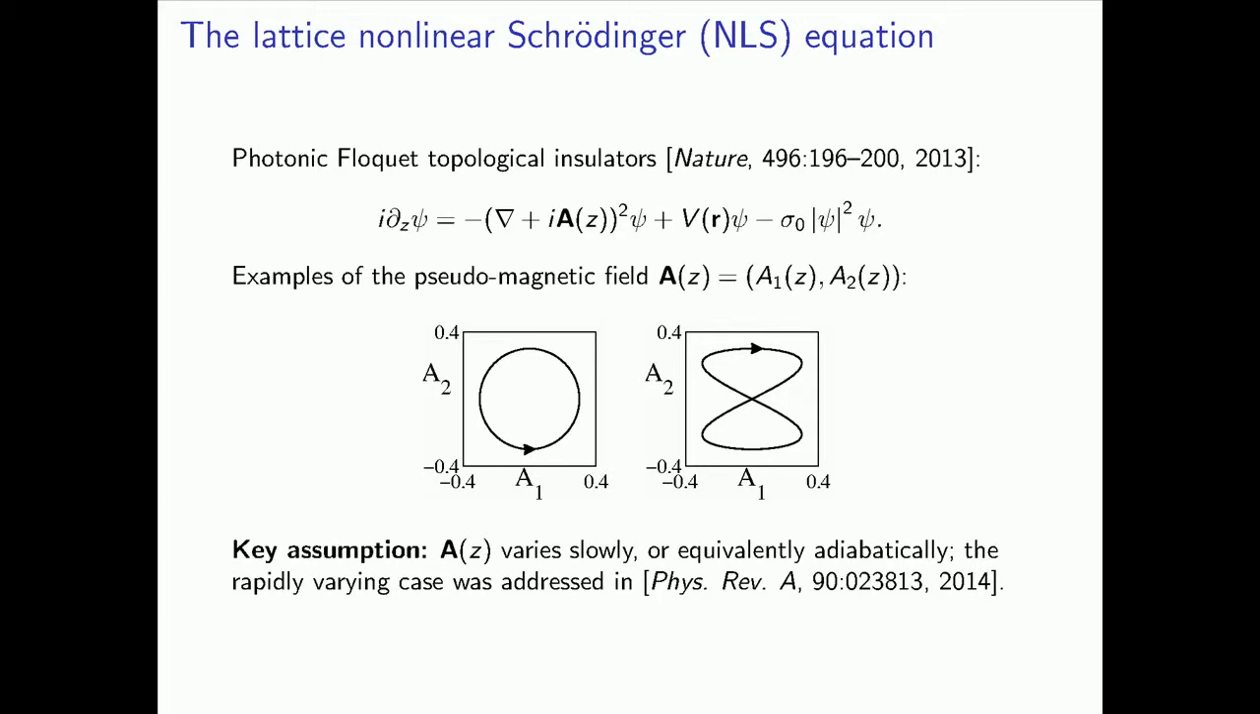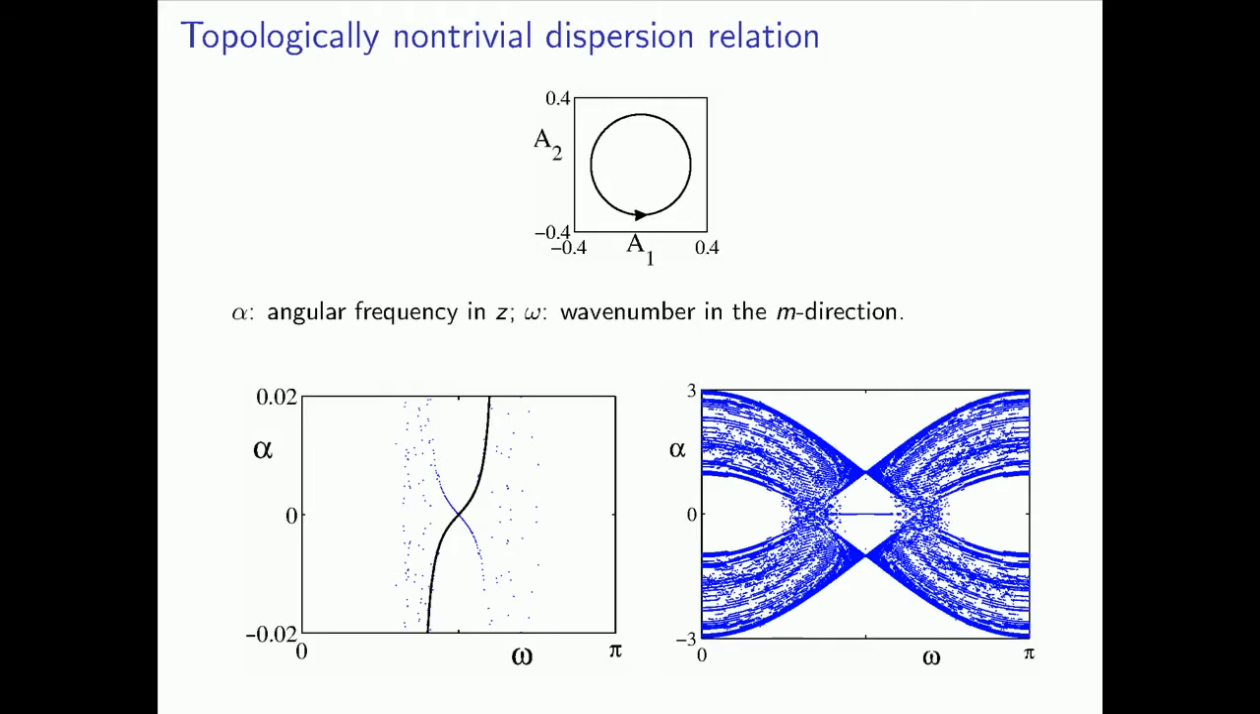Our current paper analyzes the asymptotic regime where the pseudo-field A varies slowly, or equivalently adiabatically. This may be contrasted with the rapidly varying case addressed in the reference PRA paper, also authored by us. By using Floquet theory, explicit formulae for the dispersion relation of traveling edge modes are obtained from an asymptotic theory.